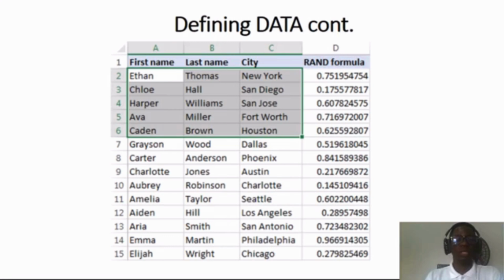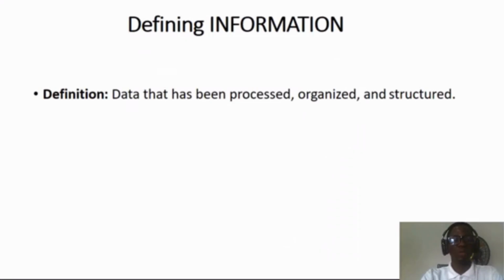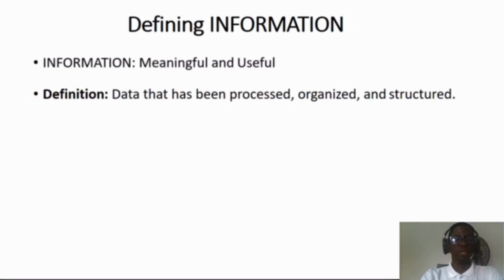Now, to answer this question, that is where information comes in. Basically, information is data that has been processed, organized, and structured. So from your data that has been collected, the names they collected, the age they collected, your location, your email address, and things like that, why do you collect it? Information answers those questions. Information is meaningful and useful.